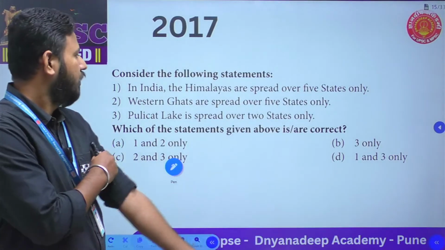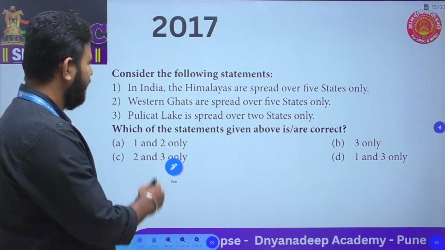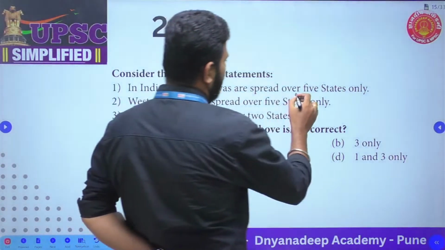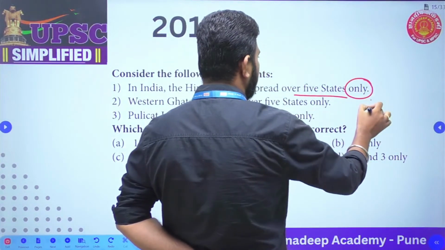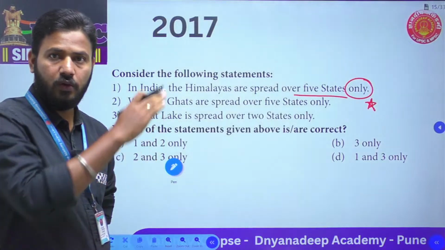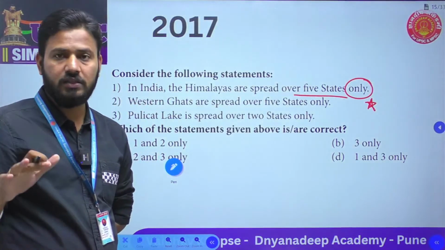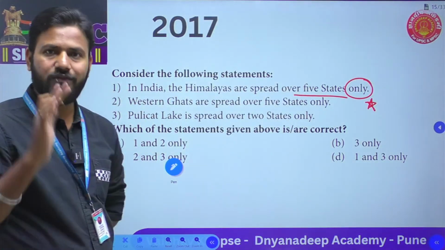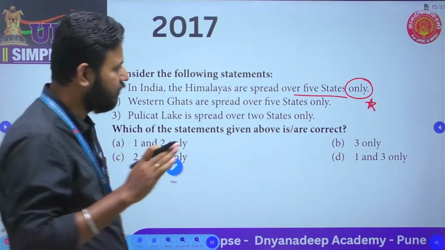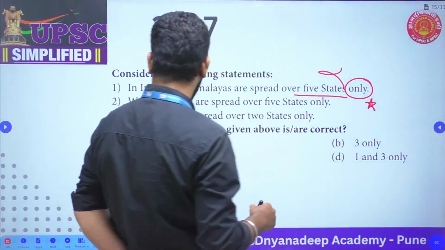Now, the first statement says that in India, Himalayas are spread over 5 states only. Now, whenever there is the word only, be very cautious. So Himalayas is actually spread across northern India and all the northeastern states. So it has to be more than 5 states. Even if you don't know the map, it has to be more than 5 states. So this statement is wrong.